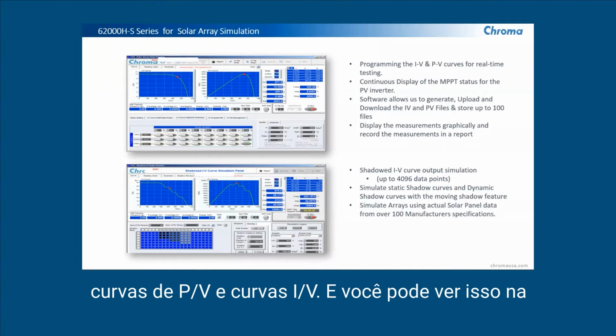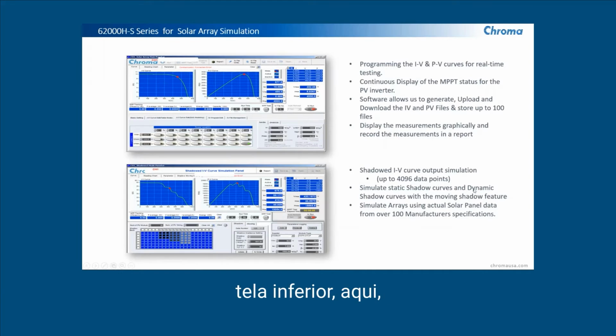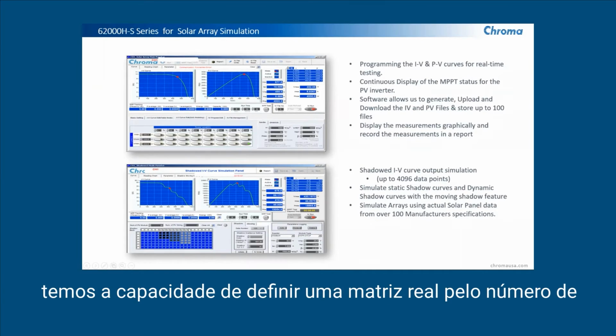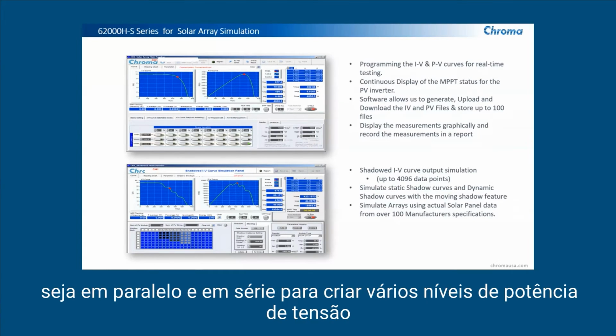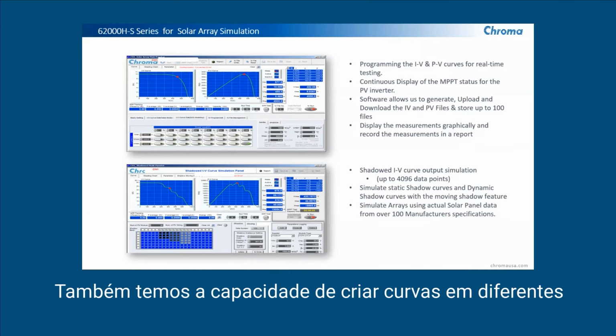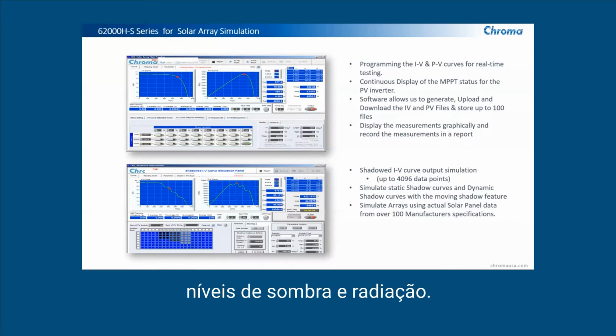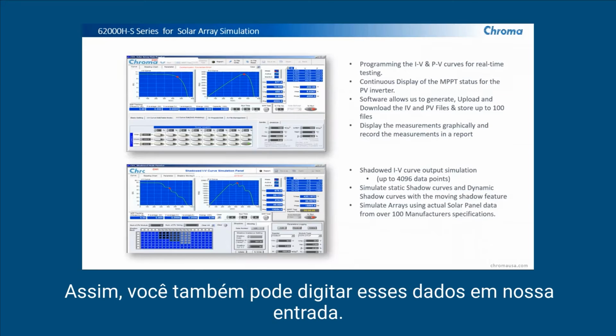We can also do what's called simulation of shadows and variations in PV curves and IV curves. And you can see this on the bottom screen here. We have the ability to define an actual array by the number of different panels that would be in parallel and in series to create various voltages and power levels. We also have the ability to create curves at different levels of shadow irradiation levels. So you can type in or input that data as well.